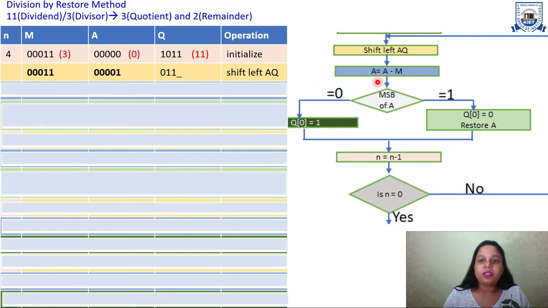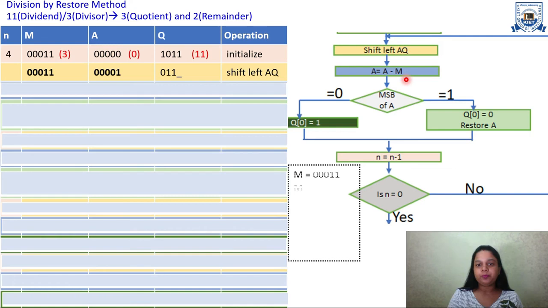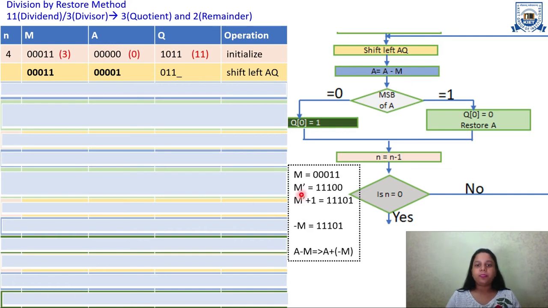Before that, it says to do A equals A minus M. So we need to subtract M from A. Okay, we will not subtract it directly. What we will do is evaluate the value of minus M, then we will do A plus minus M. So let me show you. See, I have written the value of M, that is 00011. You can see here the value of M is 00011.